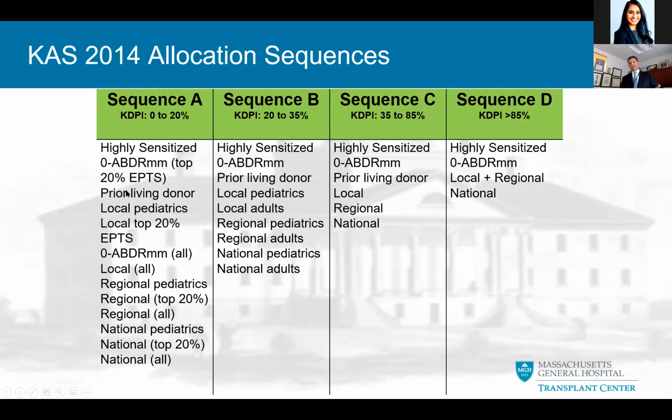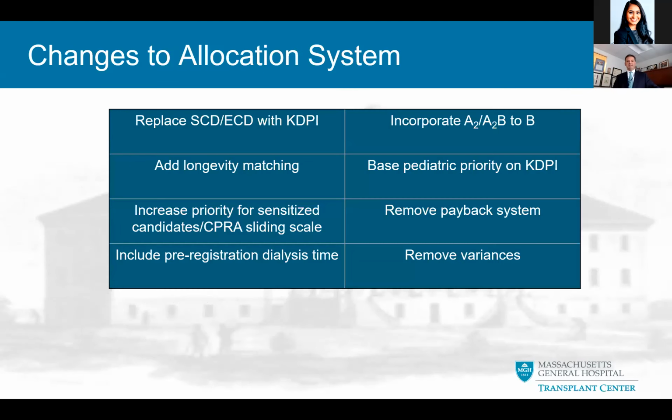Prior living donors, if they ever need a kidney, which is extremely, extremely rare, get a priority right here. Then the pediatric patients, who get priority on the 0 to 20 and 20 to 35. Then you see the local top 20, the rest of the patients, and then it goes to the local allocation. All the local allocation comes first, then the regional, and then finally the national. So the kidney is offered within the DSA that I showed you earlier, then in the region, then across the country. And there are many other changes.